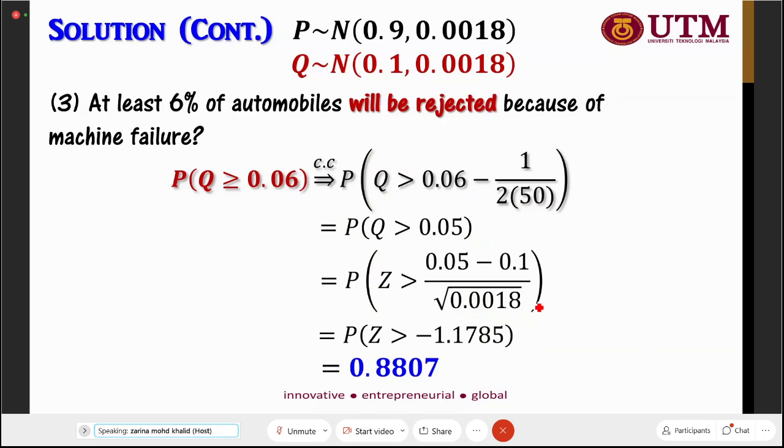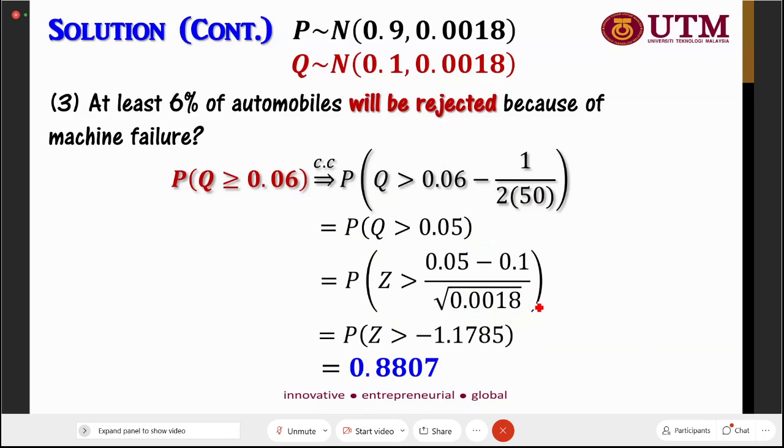Are you okay, guys? So far okay. Hopefully it's clear, because the only new thing here is the CC. The rest, the distribution, the standardization, how you get the value from the calculator, is all the same for all 3 topics so far. But the only new thing that you have to be careful of is the CC.